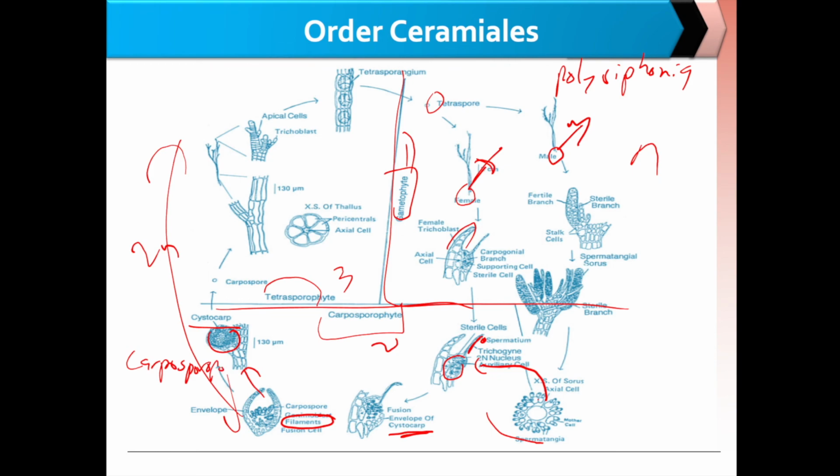Sa loob ng carposporophyte, magpo-form ka ng carpospores, yung mga carpospores sa loob. Eventually, ma-release yan. Si carpospore mag-develop into your this organism right here na magkakaroon ka ng tetrasporangium, kung ano mang form ng tetrasporangium yan, poly, tetra, or bisporangium, siya yung mag-release ng tetraspore eventually. But yeah, ganun lang yung species, Polysiphonia natin under order Ceramiales. And that's all for our lecture for today.